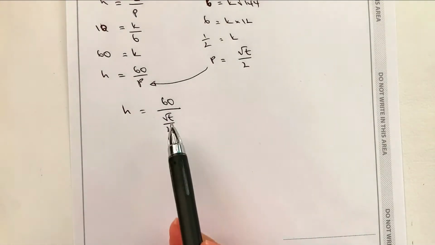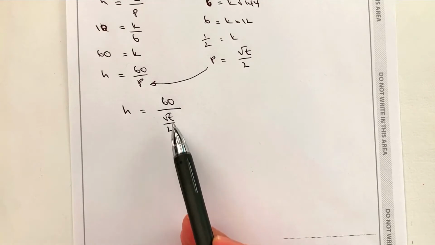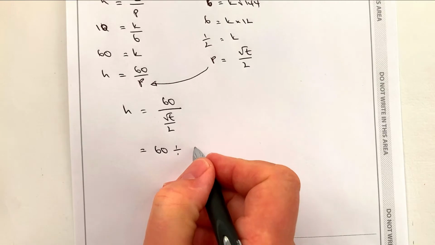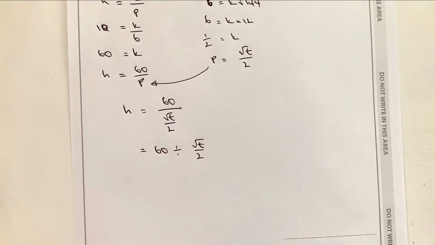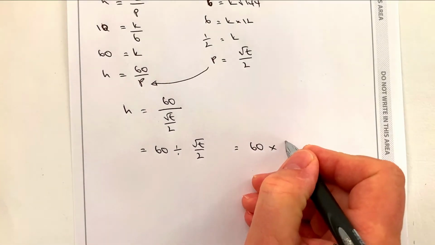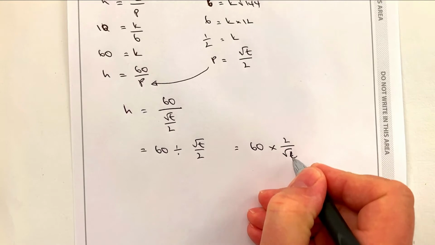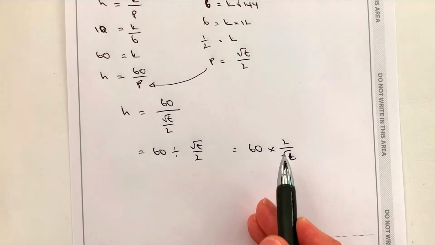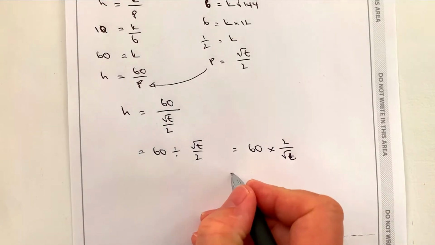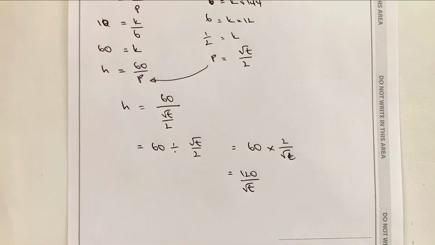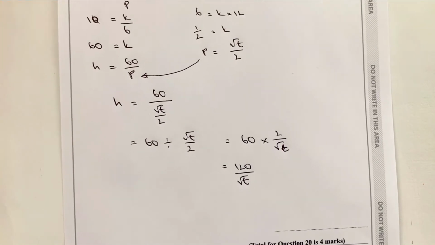All right, well, essentially what we've got here is a division. This is 60 divided by root t over 2, which is exactly the same as saying 60 times 2 over root t. Remember that we can multiply and flip. Now, if we do that, then it's fairly straightforward. We end up with 60 times 2 divided by root t. So that's going to equal 120 over root t. Now, that actually would answer the question, and that's perfectly fine.